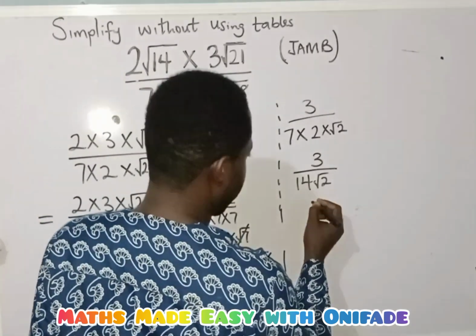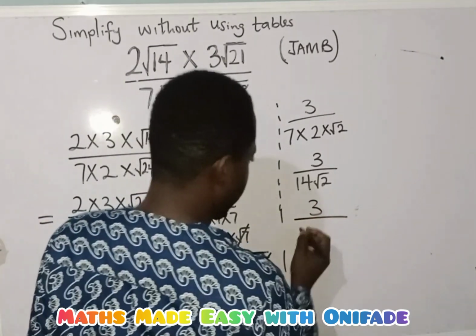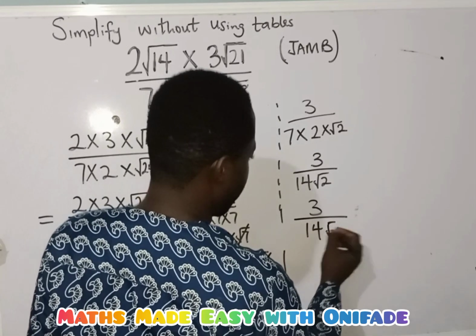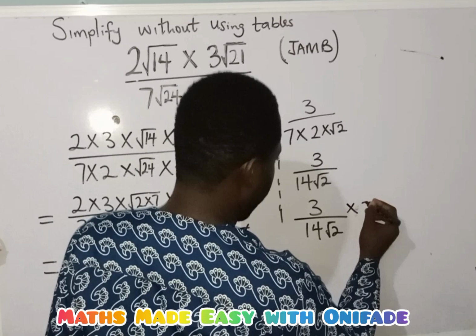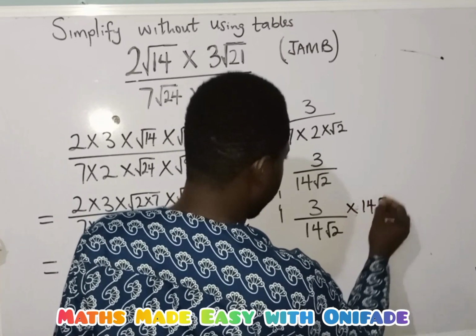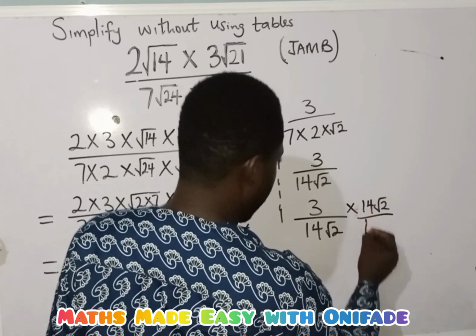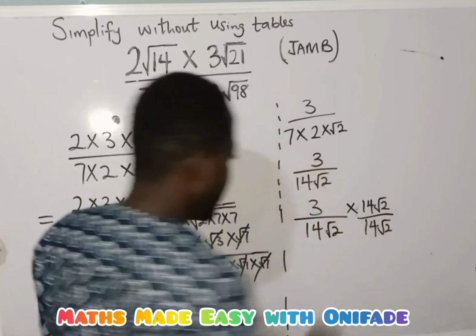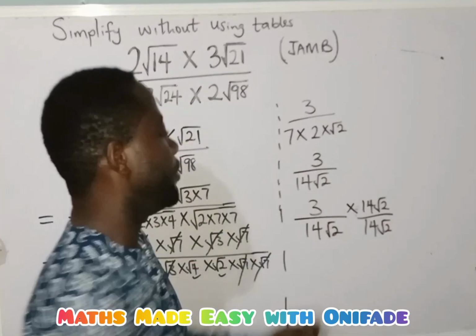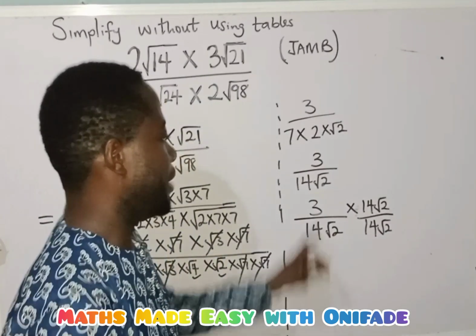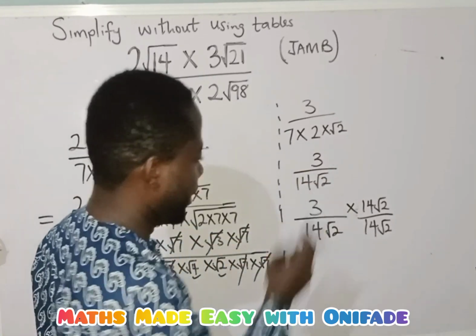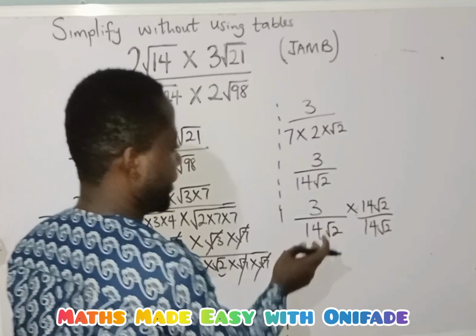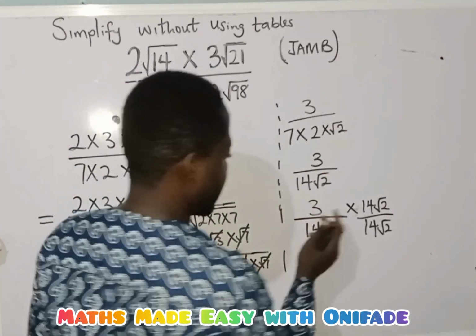I'm going to say 14 root 2 multiplied by 14 root 2 all over 14 root 2. So I'm going to use the denominator to multiply both the numerator and the denominator. So that means I'm going to use 14 root 2 to multiply this. I will now use that 14 root 2 again to multiply this. So, and that's what I have here.